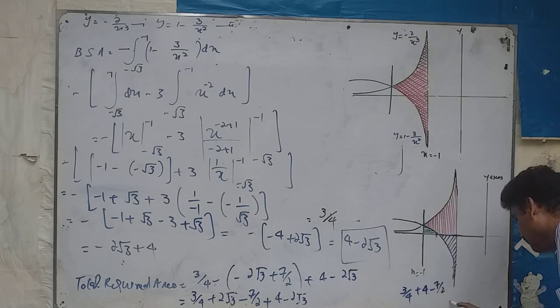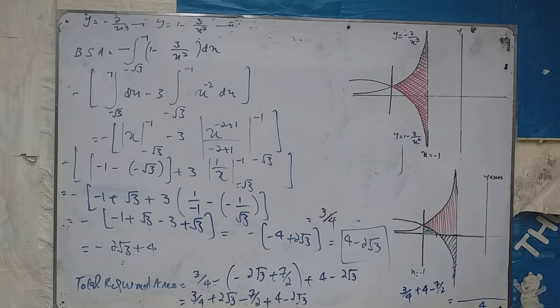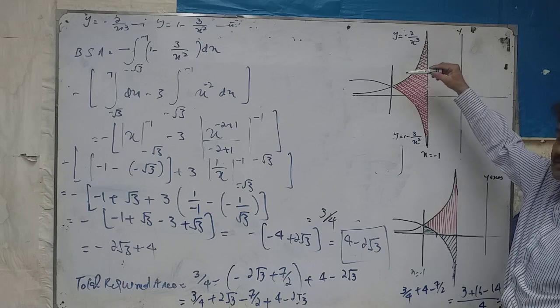After simplification we get 4 as the LCM, we write 3 plus 4 fours are 16 minus 14. 3 plus 16 makes 19. 19 minus 14, 5 by 4. The total answer will be 5 by 4. The total shaded area is 5 by 4.